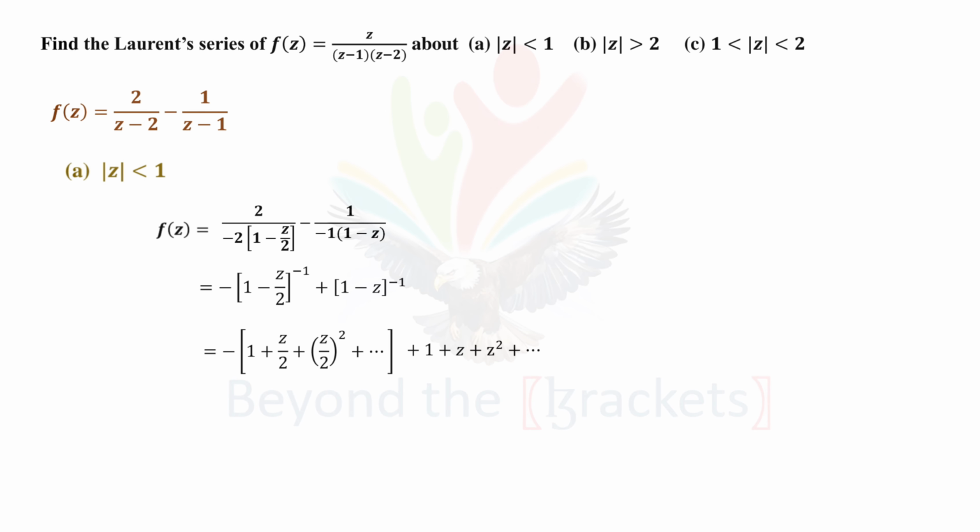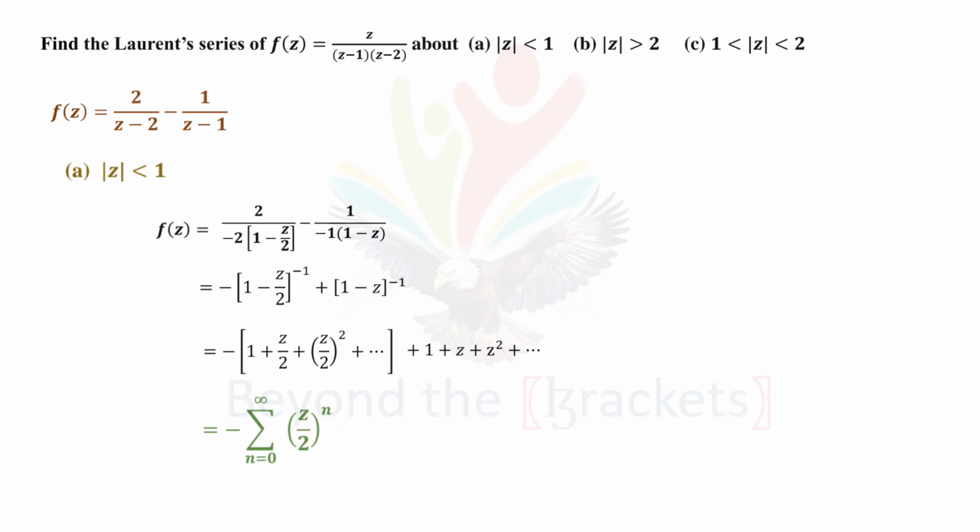Writing this in summation form, we have summation. Since the first term is 1 and any number raised to the power 0 will be 1, the summation starts from 0. Z by 2 power n. So for the first term, when n is equal to 0, we get 1. When n is equal to 1, we get z by 2. And when n is equal to 2, we get z by 2 whole square and so on.